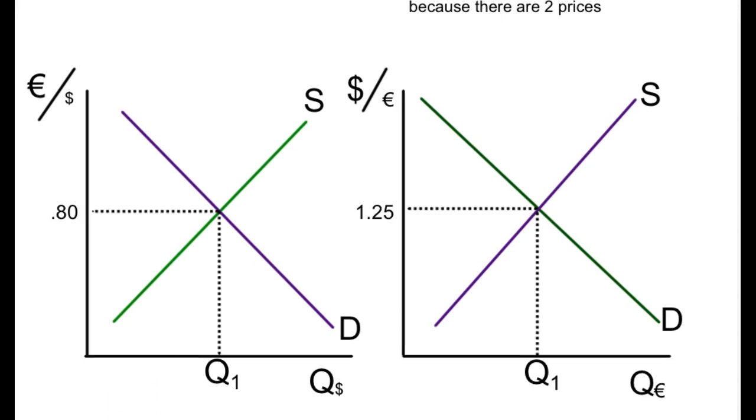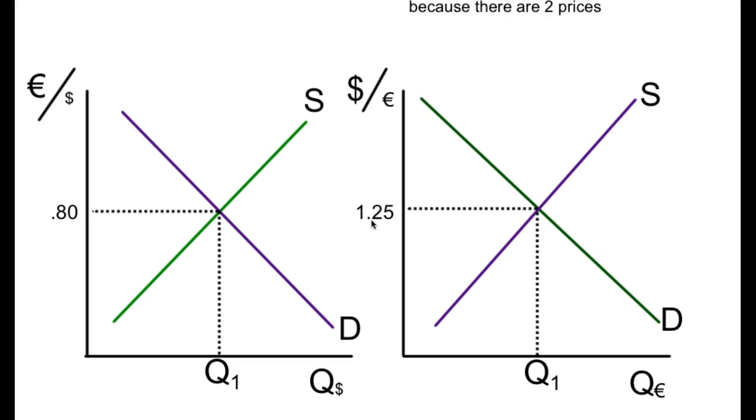Okay, you can see that I've added the labels Q1 on each of these graphs, and I've also labeled the current existing prices. So according to these graphs right now, it costs 80 euro cents to buy $1, and it costs $1.25 to buy €1. Now you should notice something about those two numbers. There's a relationship, because 80 is 4/5 and $1.25 is 5/4. So we have a reciprocal relationship between the prices. So what's going to happen now if more Americans want euros?